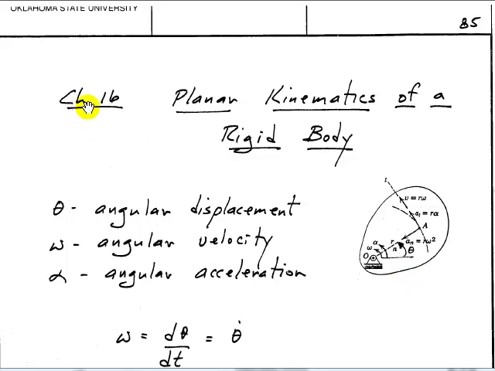Okay, but Chapter 16 is called Planar Kinematics of a Rigid Body, and what we're doing is we're starting over. The four chapters that we've already covered were kinematics of a particle, kinetics of a particle, work energy of a particle, and impulse momentum of a particle. That's four chapters, 12, 13, 14, and 15. Now we're going to repeat those basic topics: kinematics, kinetics, work and energy, and impulse and momentum.